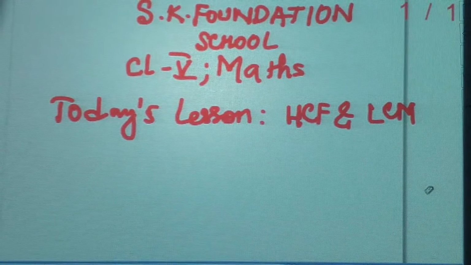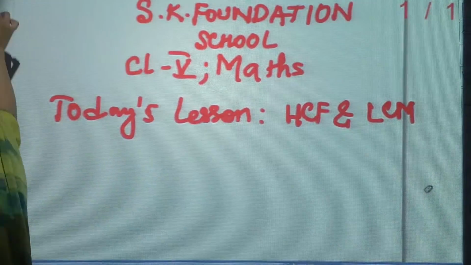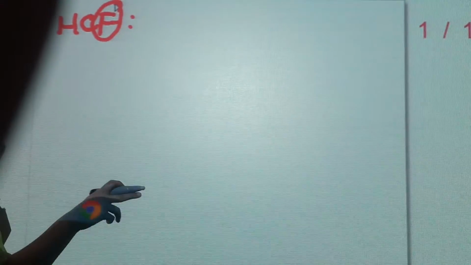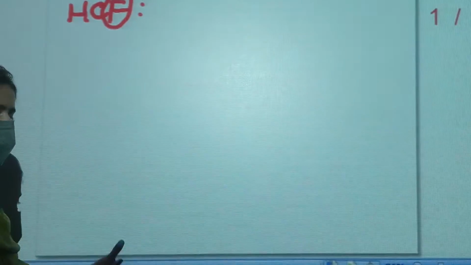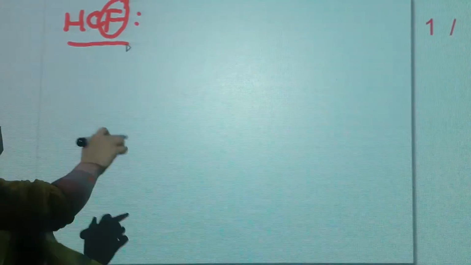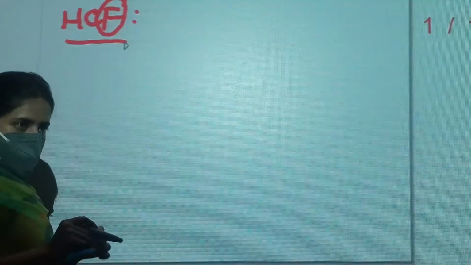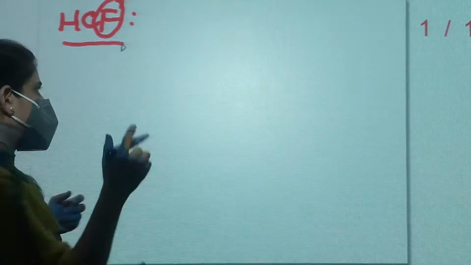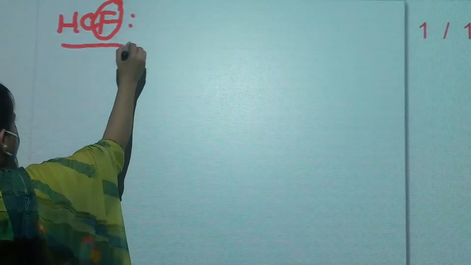Alright, now we will move to HCF and LCM. First, let us start with HCF. Now what is HCF? Highest common factor. Factor, just now we have learned, a number which can divide another number is called the factor of that number. Now HCF, highest common factor, means we take only the highest common factor. Say, for an example, I will show you.